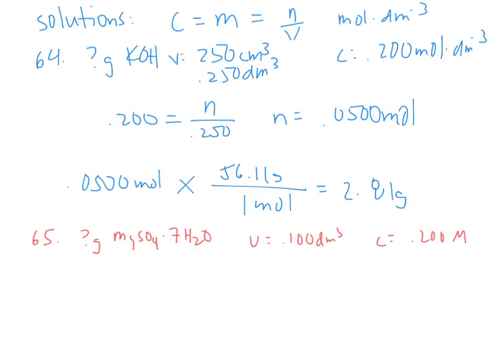So number 65, now we've got magnesium sulfate and it's hydrated, but I know the volume and the concentration I want. So you maybe noticed on the previous problem, or as the book indicates, n is really equal to C times V. So I've got C and V, so I can simply plug in 0.100 times 0.200, and I'm going to get 0.0200, and that's my moles. And now I have to come up with my mass for it.